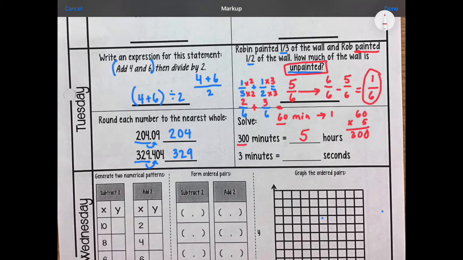So 3 minutes equals how many seconds? So there are 60 seconds in a minute, and I have 3 minutes. So how many seconds would that be? 180. 0 times 3 is 0. 3 times 6 is 18. So 180 seconds.